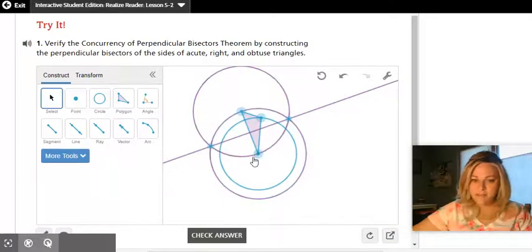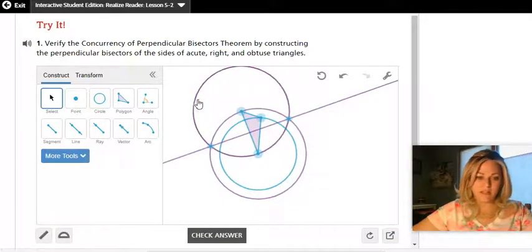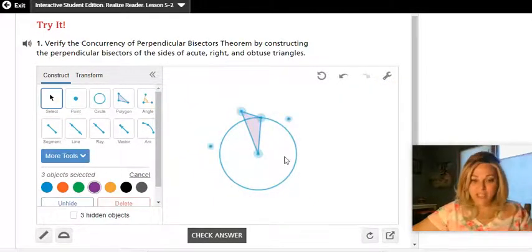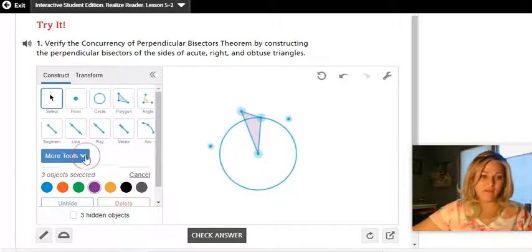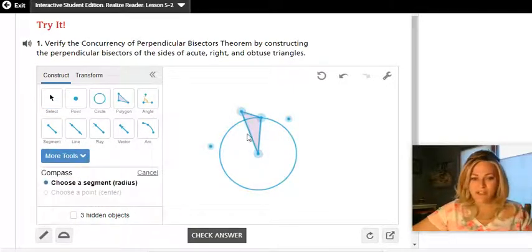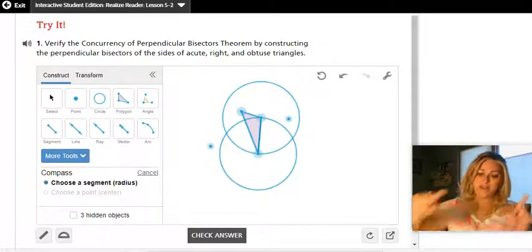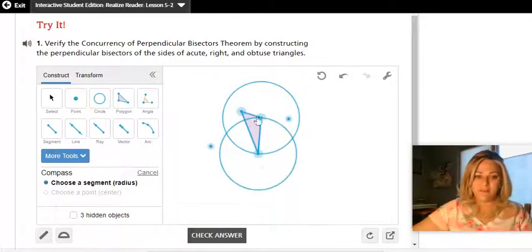All right, because it's sometimes hard because there's all these things here, I'm going to highlight all the purple stuff and I'm going to hide it just so it's out of the way. Hide. There, now I can just look at the blue. And now I'm going to go with the compass. And every once in a while, you just don't know until you try. So I'm going to start here. And there it goes. It went to the right spot. There we go. Now I have the two congruent circles on that right segment.